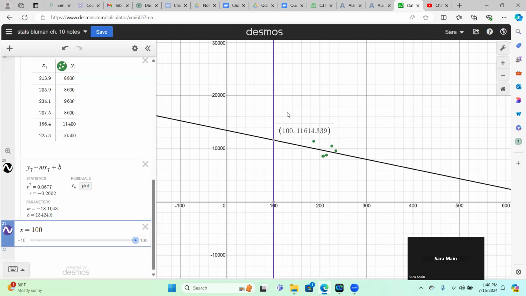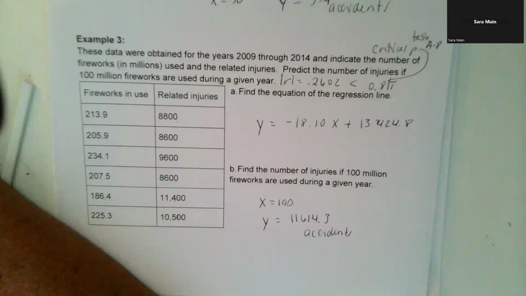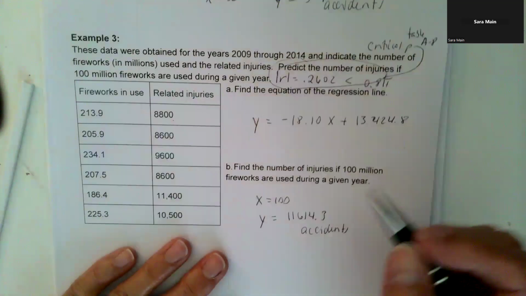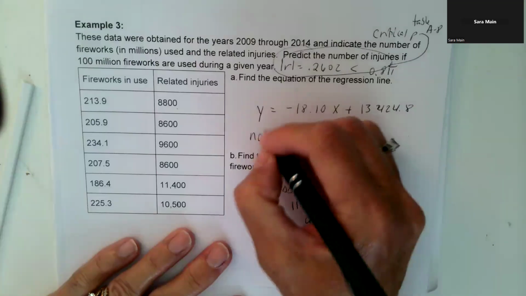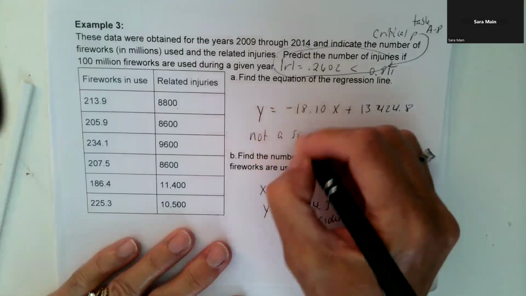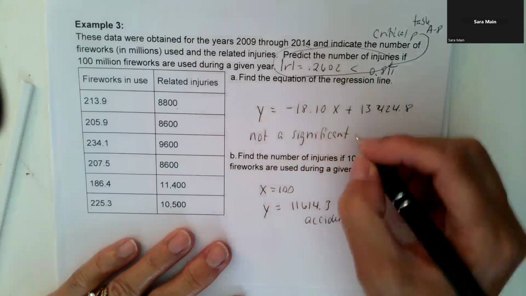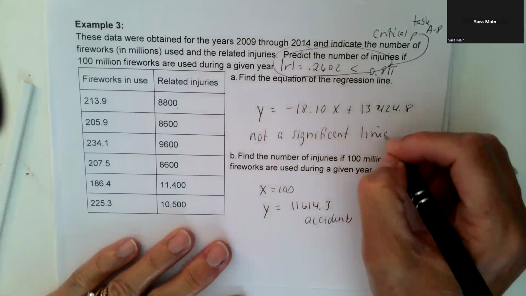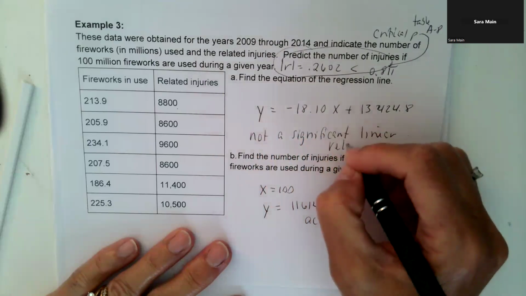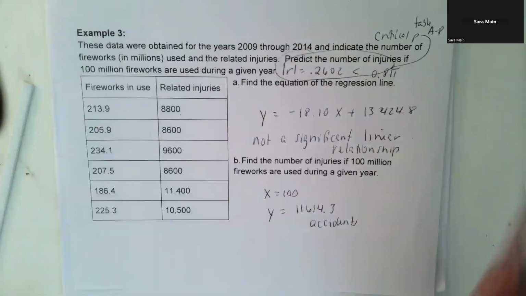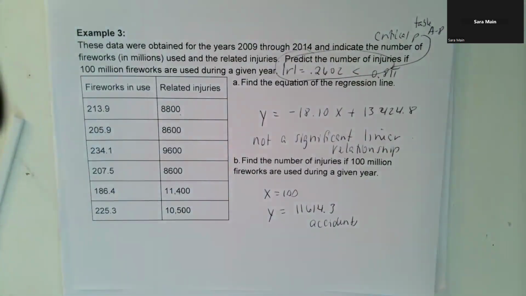So let's just go back and acknowledge that on our paper here. Because of this, there's not a significant relationship. So important things to consider, especially before you complete the homework and take the chapter 10 quiz.